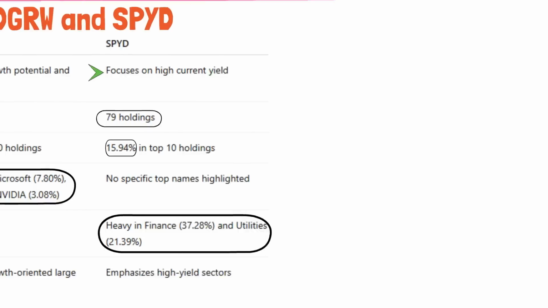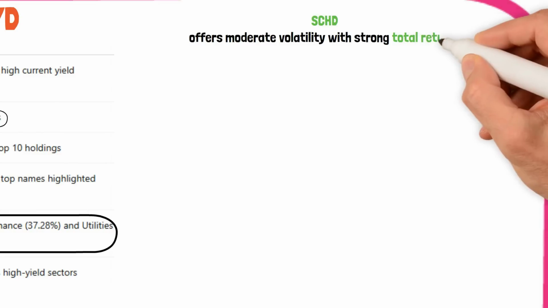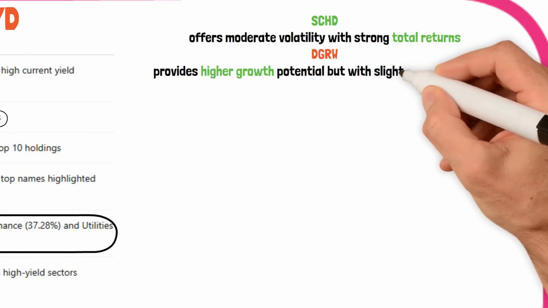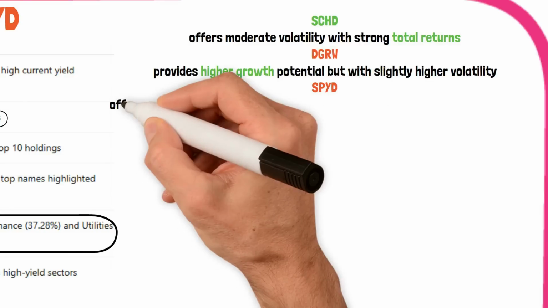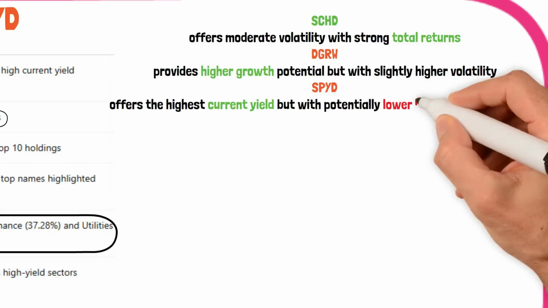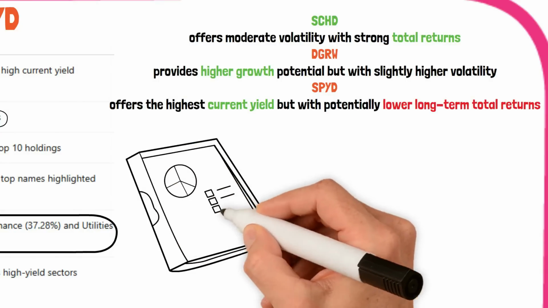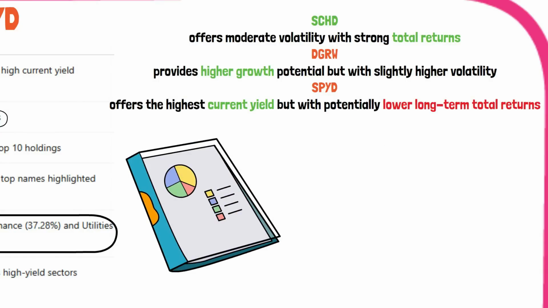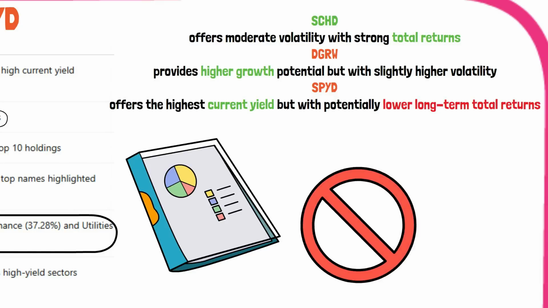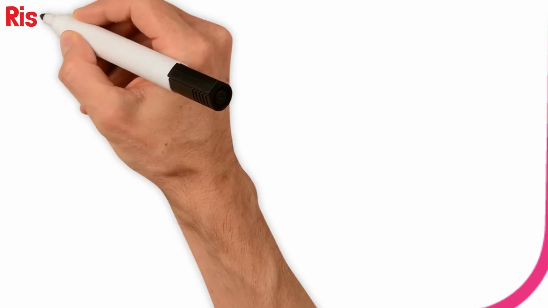When we compare risk-adjusted returns, Sharpe ratio, we find SCHD offers moderate volatility with strong total returns. DGRW provides higher growth potential but with slightly higher volatility. SPYD offers the highest current yield but with potentially lower long-term total returns. The key insight here is that SCHD's methodology creates a unique portfolio that balances yield, quality, and growth. But it doesn't explicitly account for current valuations, which is where our opportunity to enhance returns exists.